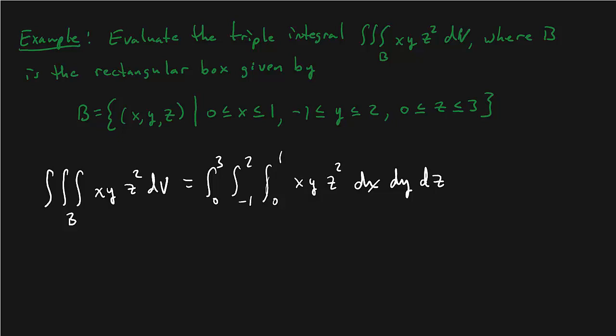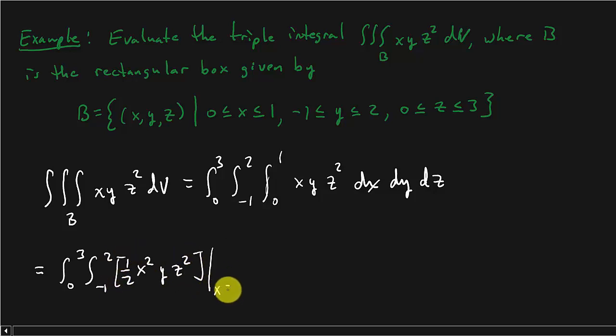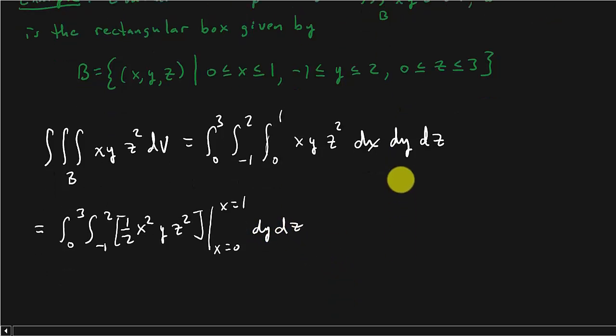Now let's go ahead and see what we get. We're integrating with respect to x first. So that's going to be 0 to 3, -1 to 2, and that's going to be 1/2 x squared y z squared, from x equals 0 to x equals 1, dy dz.